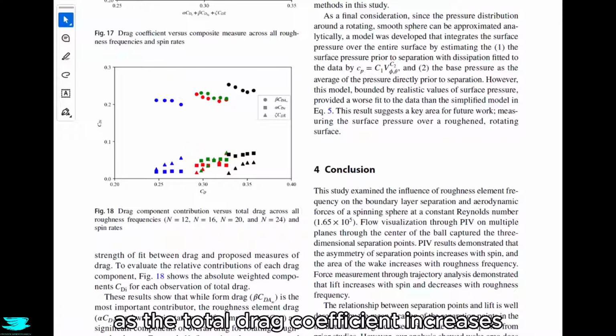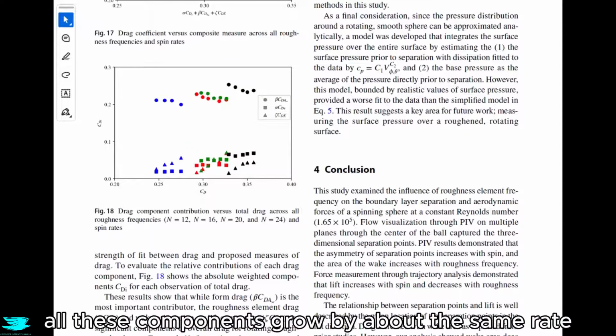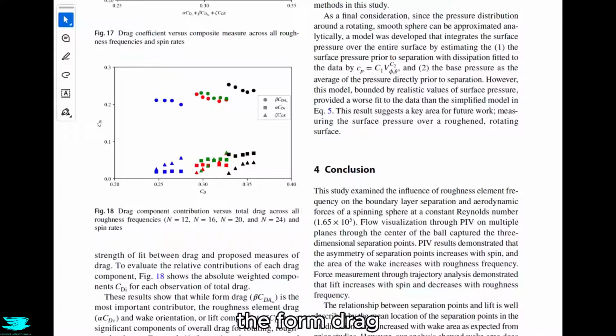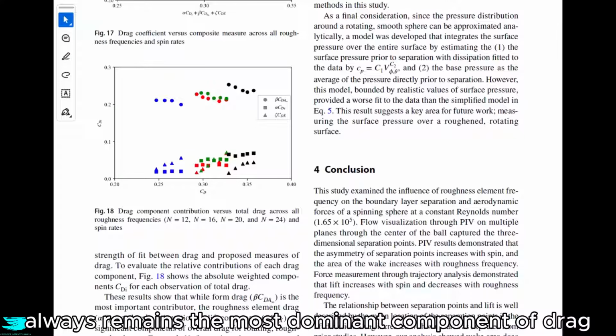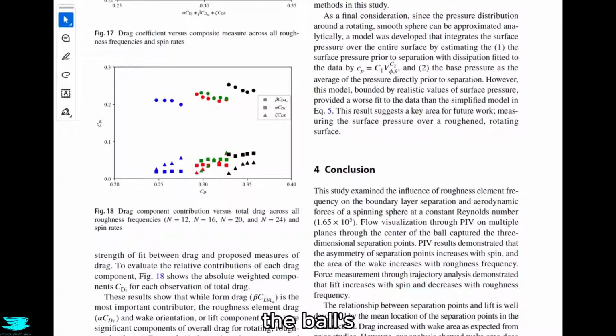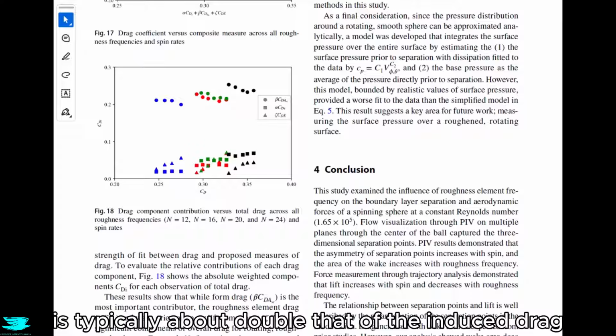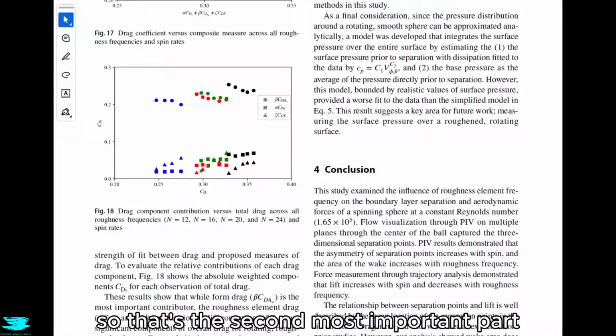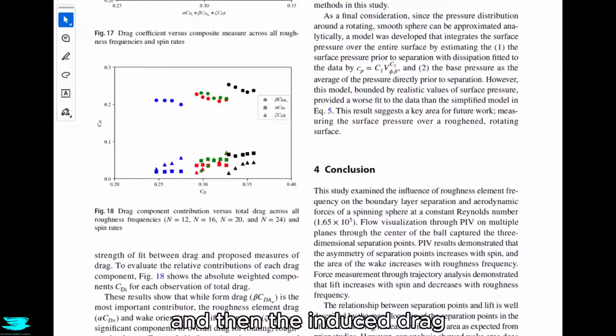As the total drag coefficient increases, all these components grow by about the same rate. The form drag always remains the most dominant component of drag, while the skin friction drag and induced drags make up just a few counts each. So most of the ball's drag coefficient is from the pressure drag consistently. Skin friction drag is typically about double that of the induced drag. So that's the second most important part, and then the induced drag, which is the least important part.